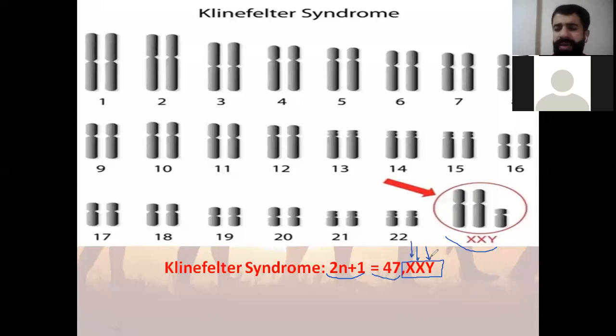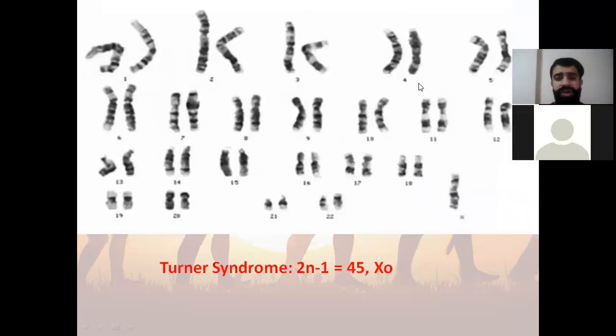These are problems that occur due to problems during meiosis mostly. And XXY, if it's a male or female, since we have Y, it's a male, but it will be a male with feminine characteristics, and we are going to talk about it in the coming slides. Here we have Turner syndrome.